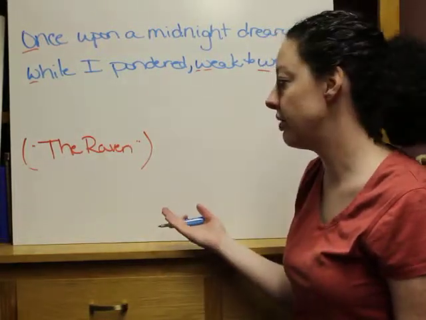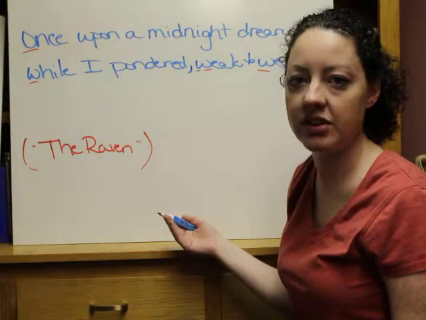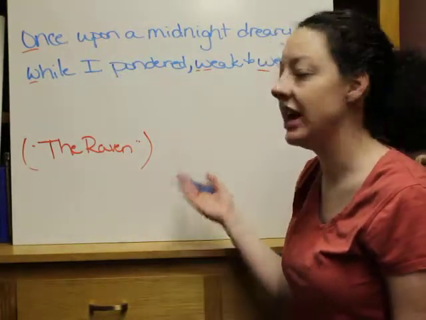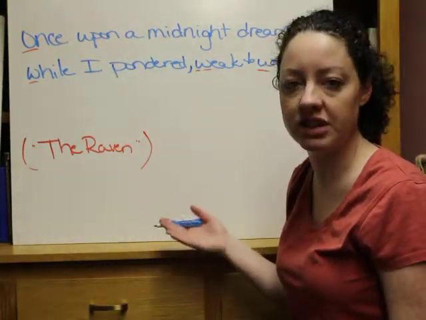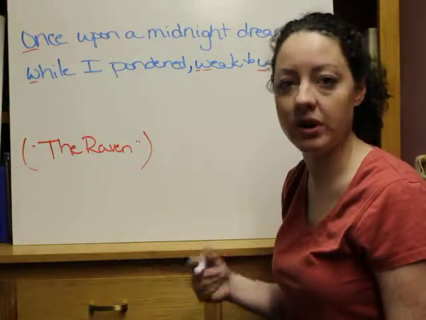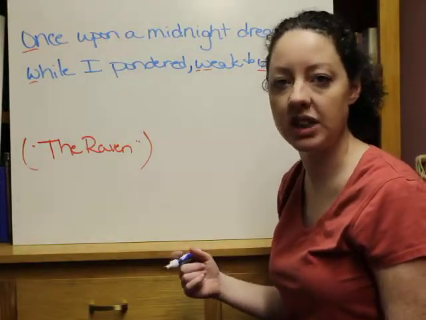And if you read through The Raven, there are several times, many times actually, that he uses different types of alliteration to emphasize a certain point or to create a sound within the poem.